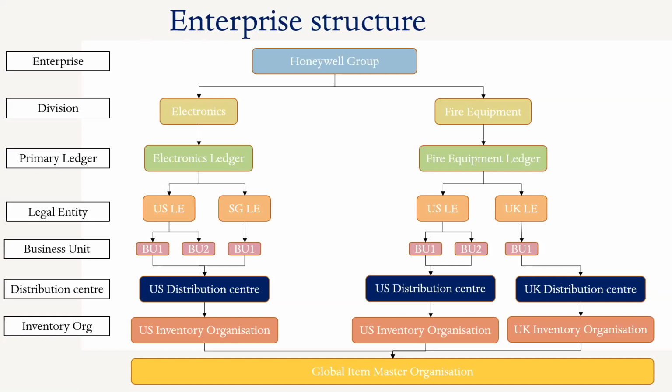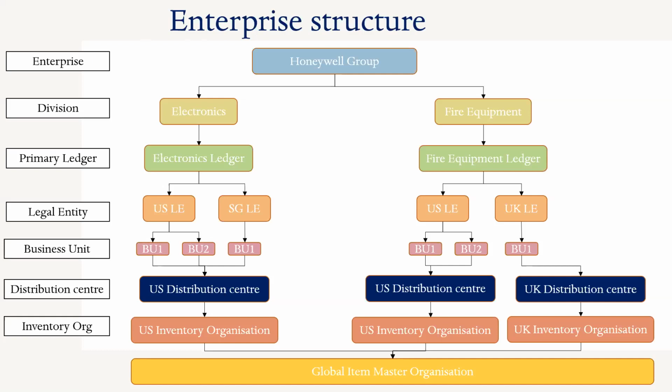And then we have the primary ledger. Again, below this we have a similar concept, similar to R12. I didn't mention the secondary ledger, reporting ledger, and all those things. I have just mentioned only the primary ledger. And then under the primary ledger, we have the legal entity, and under the legal entity, we will have the business unit defined for it. And then we have the distribution center.